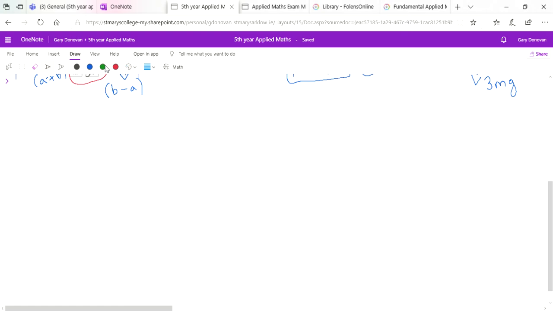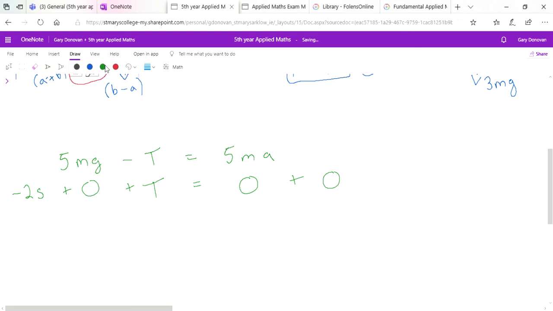So our first equation was, what was our first equation again? It was 5mg minus T equals 5ma. Our second equation was T minus 2S equals 0, and we can put a 0 here. There's no mg term, there's no ma term.